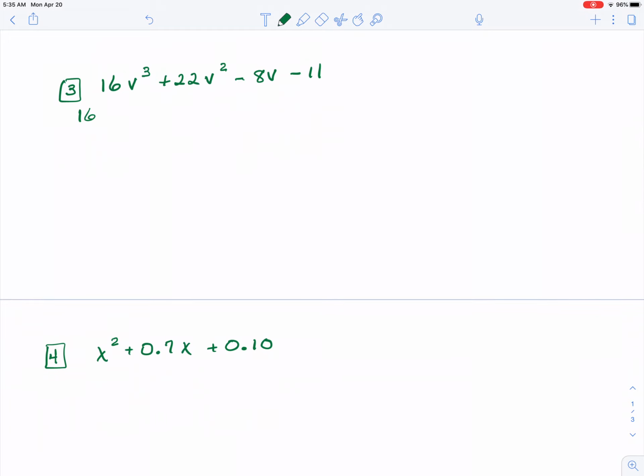So again, unfortunately, this one has no decimals in it. And I'm looking through to see if there's a GCF in all 4 terms, and there is not. There's the plus separator, and notice how the negative stays with the term 8v.